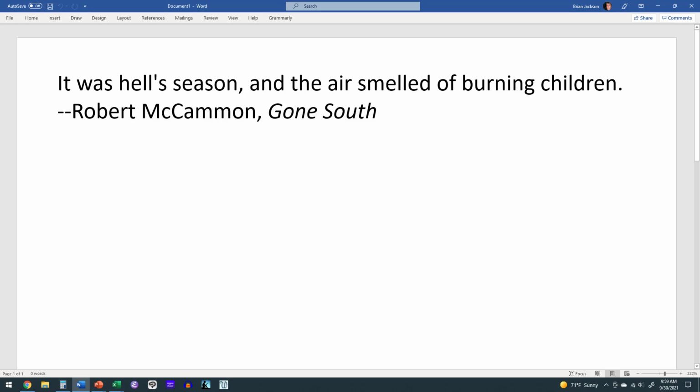Check out this sentence from horror writer Robert McCammon. "It was hell season, and the air smelled of burning children." Burning children? What kind of place is this? That sentence grabbed me when I first read it.